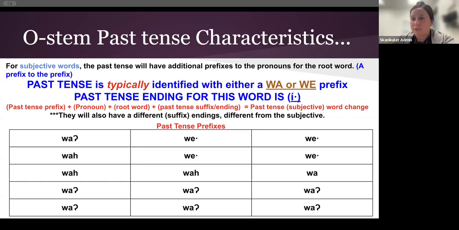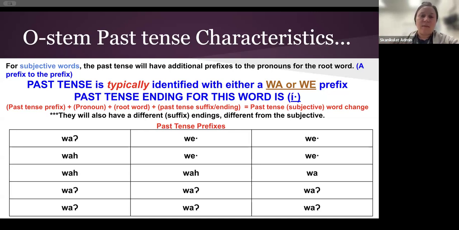So how do you get your verb? This is kind of like the equation to build your verb. You have your past tense prefix, which is either wa or way. You have your pronoun like go, zo, lo. You have your root word, ochu, and then you have your ending, which is I. And combining all that together creates your past tense subjective word change.